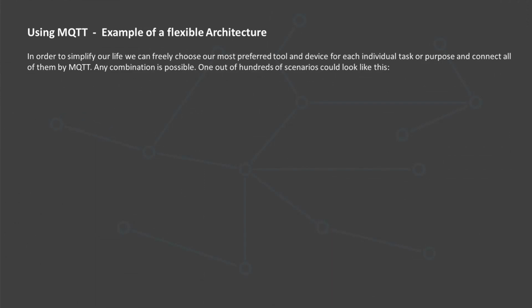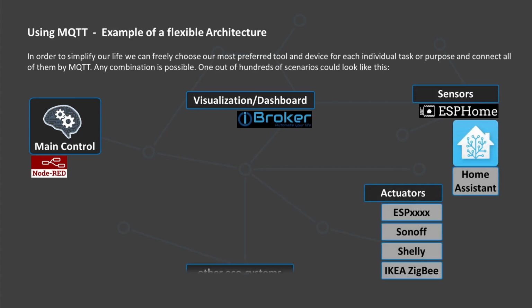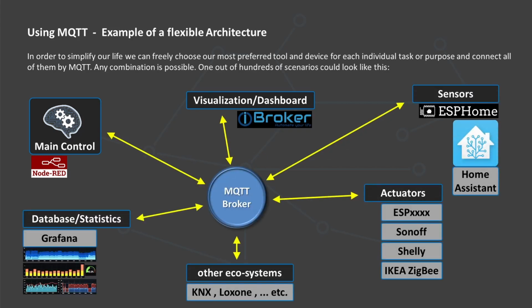Let's see how much flexibility MQTT gives us for the architecture of our smart home system setup. In order to simplify our life, we can choose our most preferred tool and device for each individual task or purpose and connect all of them by MQTT. Each tool has its pros and cons, and not every tool is the perfect choice for all our needs and requirements.